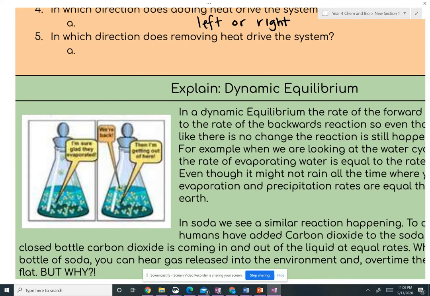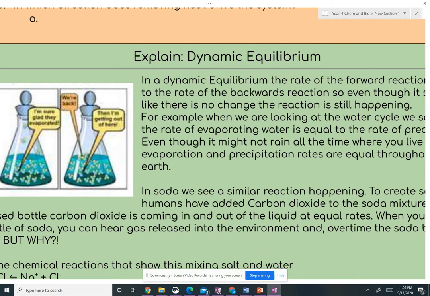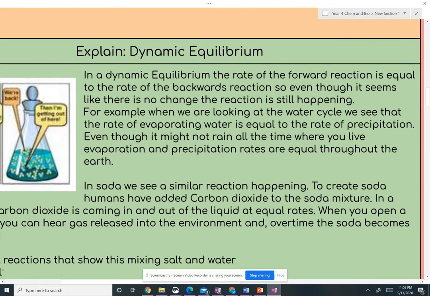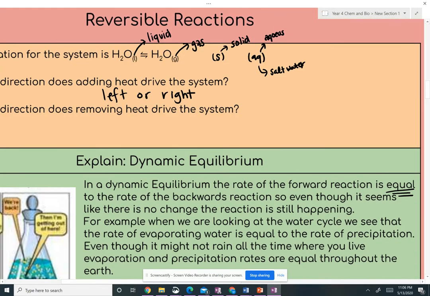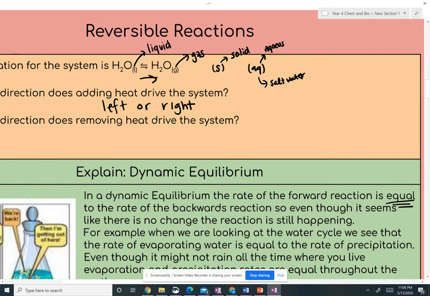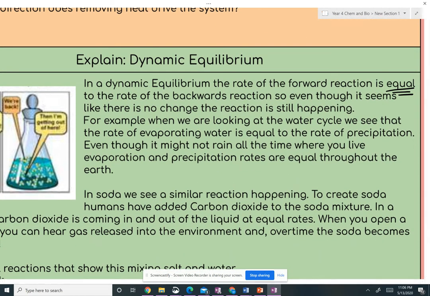All right. The next thing on here is dynamic equilibrium. This is what we refer to as a reversible reaction. With some reversible reactions, the key word with dynamic is that the rates are equal to each other. So the rate of the forward reaction, going this way, is equal to the rate going this way. That is a dynamic reaction. What you'll see is that in these dynamic reactions, it looks like no change is going on, but in actuality, there is change.